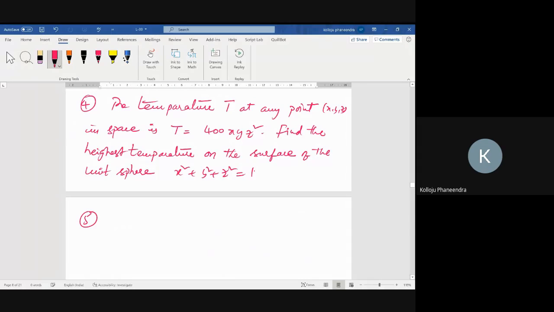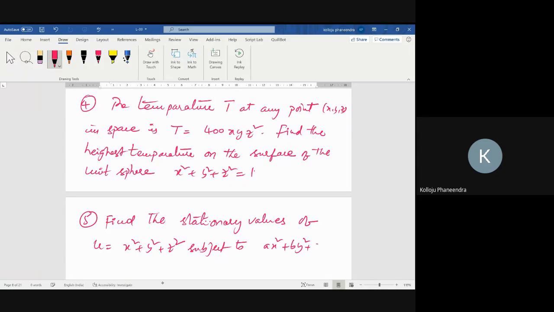And fifth one, find the stationary values, means points, of u equal to x square plus y square plus z square subject to ax square plus by square plus cz square equal to 1. And one more condition is also given. Two condition problem here: mx plus ny plus pz equal to 0. One distance problem will be there.